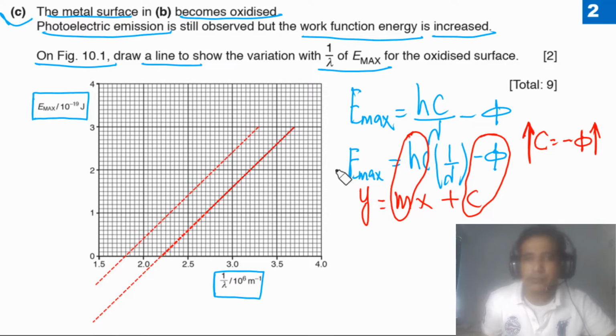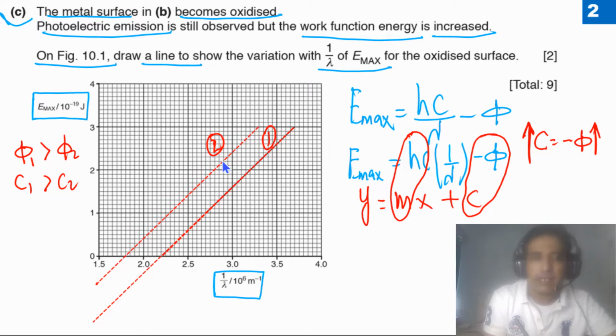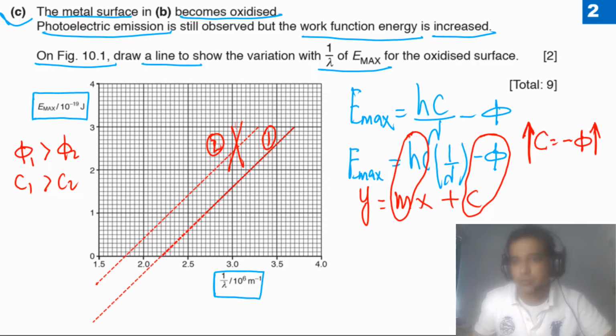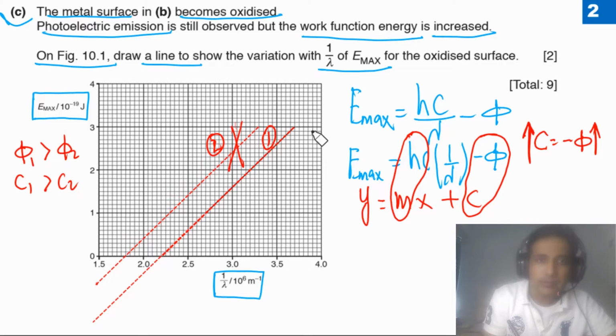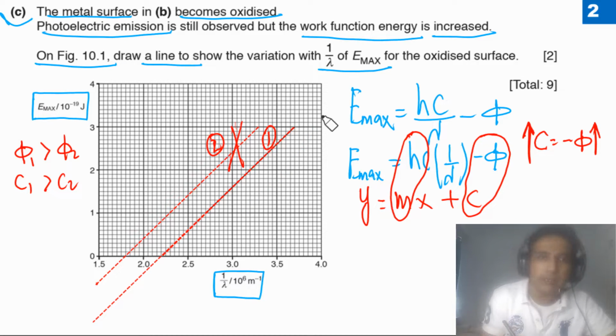Let's say this is line 2 and this is line 1. In this case you can see phi 1 is greater than phi 2, which means c1 is greater than c2. It means this is not the right line, so this is not possible. So we can draw below this one. You can check this just for your better understanding. If I draw the line under this one, let me clean this part and draw a line under this.